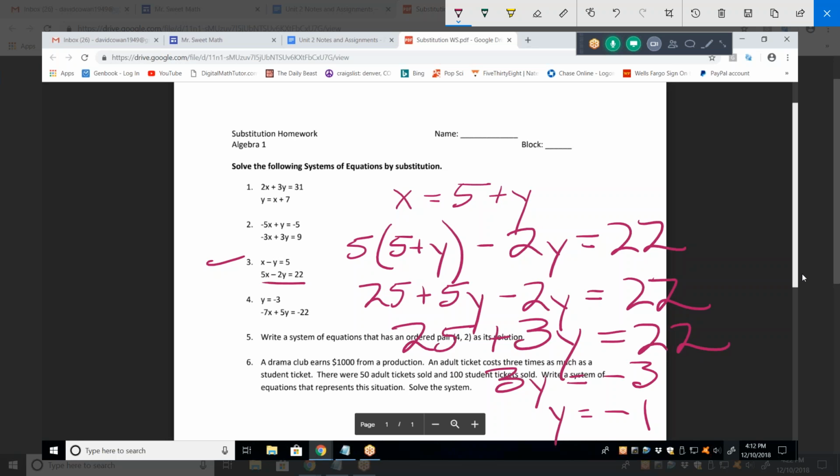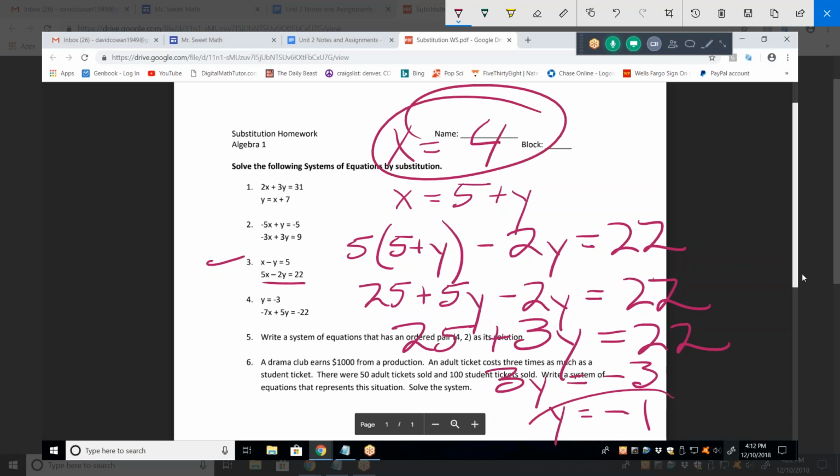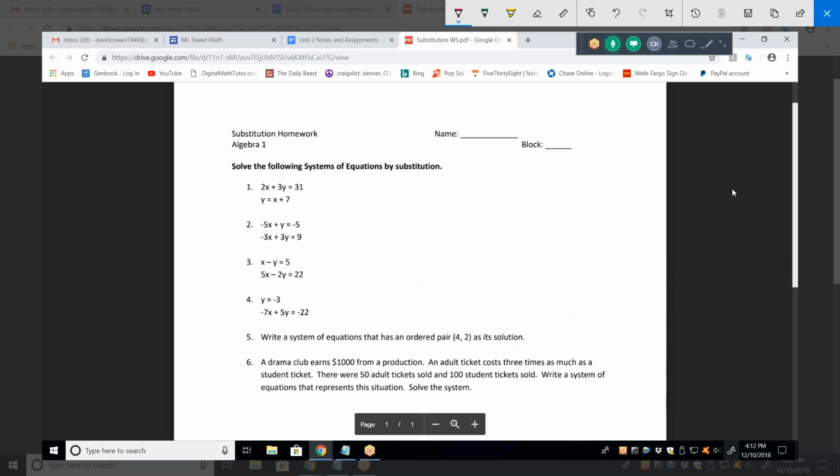So then do 5 plus -1, or 5 minus 1. Okay, so what's x equal to? 4. There's your two solutions. Okay. Now, number 4 is particularly easy. I hope we save a little bit of time. We only have 5 or 6 minutes. I'd like to do at least one by elimination just to show you that it's actually an easier method.